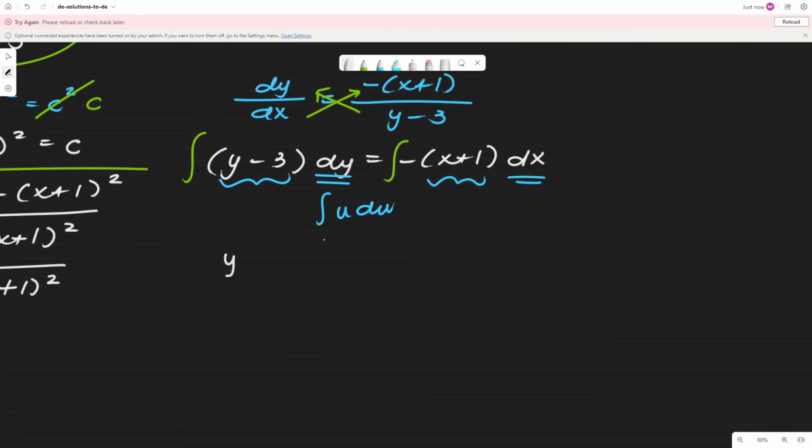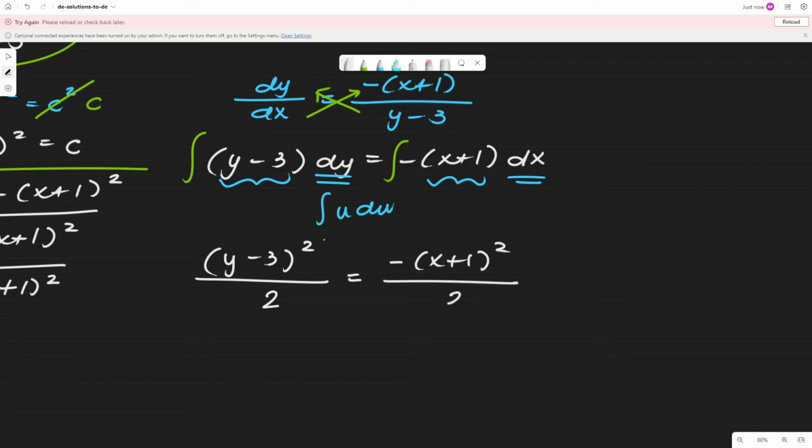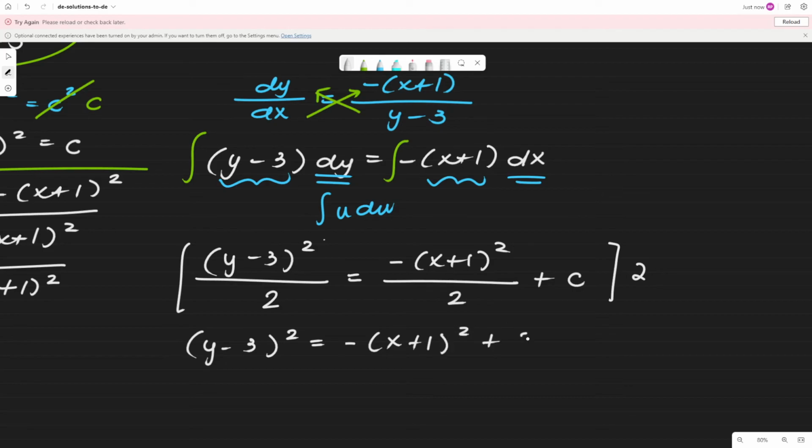So we have y minus 3 quantity squared all over 2. Huwag nyo kakalimutan doon, then we have negative x plus 1 quantity squared all over 2 plus c. Okay? So, alisin natin yung 2 dito. I will multiply positive 2 para matanggal natin yung denominator. So, we have y minus 3 squared is equal to negative x plus 1 squared plus 2c.